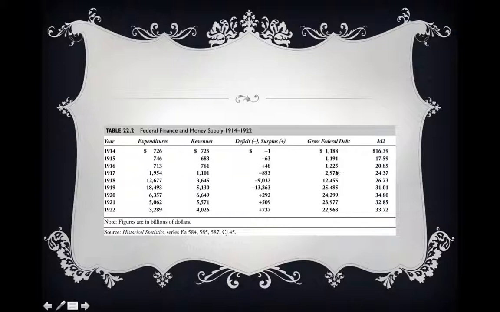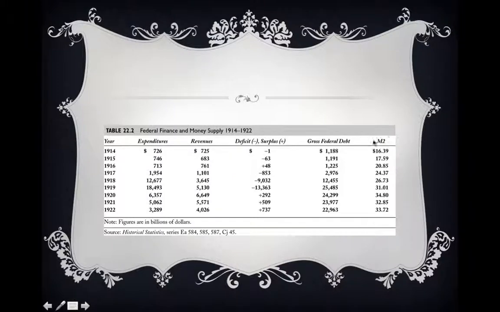And you can see what happens to the debt. The debt explodes. We're at $3 billion here. So notice that there's a dramatic increase during this time period of the federal debt. So we do see revenues going up, but they don't keep pace with expenditures, which means the deficit explodes, which means the federal debt explodes.